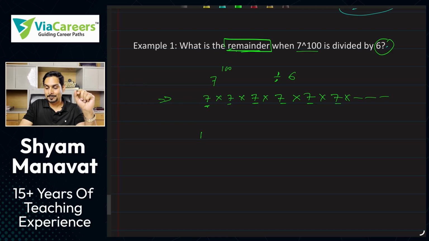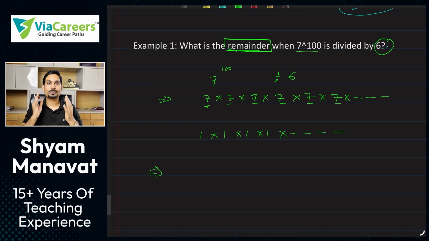I'm repeating this. So here it will be 1 into 1 into 1 into 1, how many times? 100 times. How does it matter? 1 multiplied by itself 100 times or 1000 times, you are going to get the product as what? 1 itself. So here you get the product as 1, right? So the final remainder is 1.